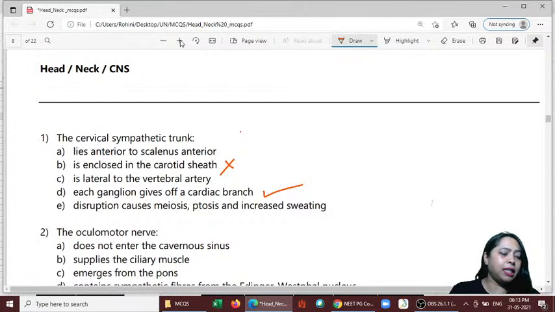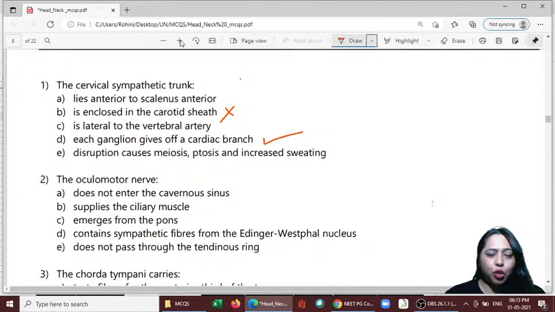Okay, what is your answer? Let's see how many of you are answering. Now we don't have anyone who is answering. Right now we'll wait for the people to join in. But this is the answer for the first one.